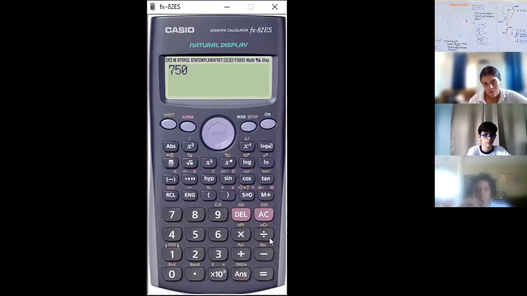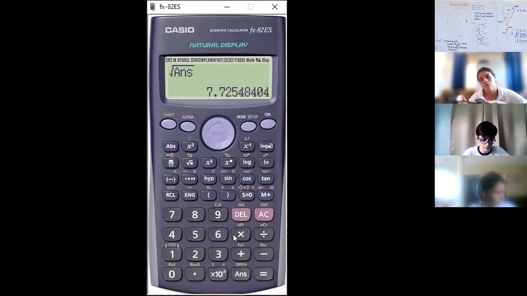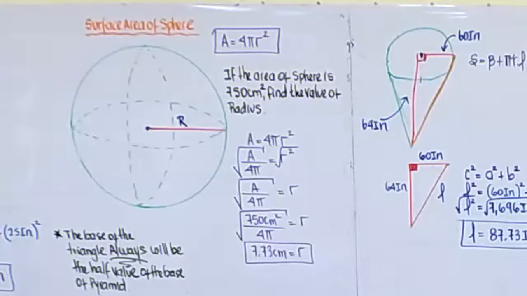750, you're going to divide, open parentheses, 4, shift, pi, close parentheses. And you have this answer. Now you're going to push square root, answer, and equal. And if you see, this is another way of solving this situation. Okay, 27.73 centimeters. And this is going to be the solution of this problem.